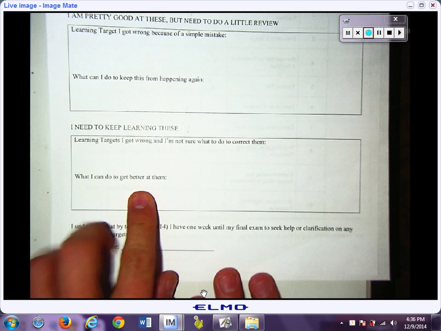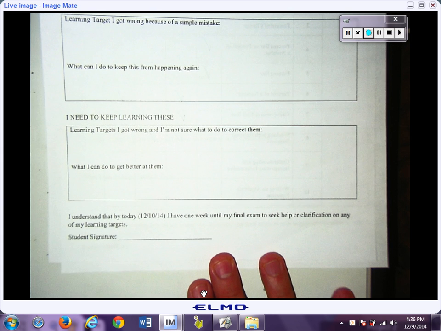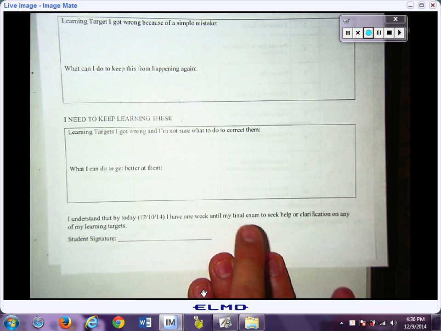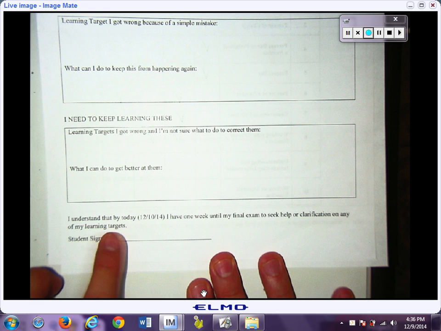Because down here, before you sign, you have to recognize that in a week from today, which is next Wednesday, you're going to have your final exam. And it's up to you to figure out how you're going to get help or clarification for these learning targets that you did not do so well in.